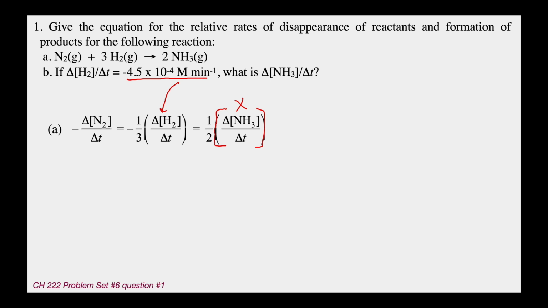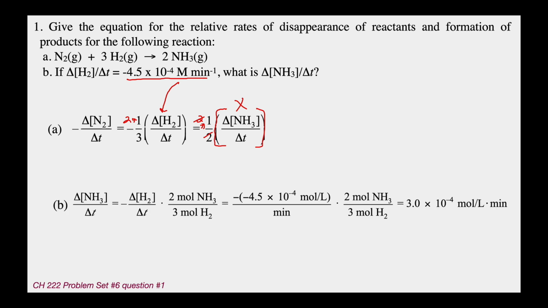And to do that, we have to multiply both sides by 2. I'll put a 2 right there, because we want the 2's to cancel out, so we have just X on one side. On the other side, you'd have negative 2/3 times parentheses, negative 4.5 times 10 to the minus 4. You plug all that stuff in. You end up getting 3.0 times 10 to the minus 4 moles per liter, okay?